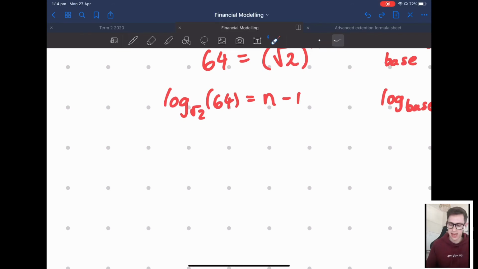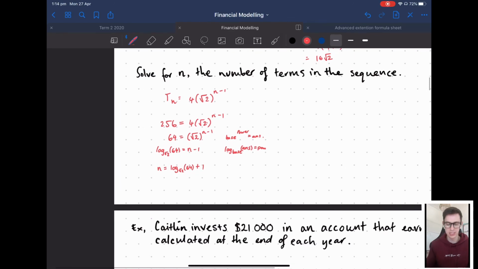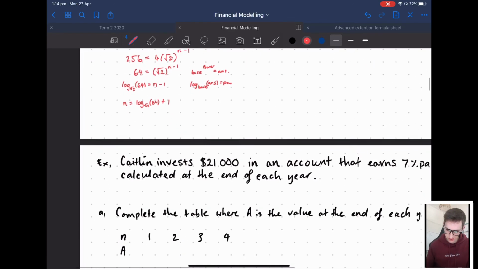The only thing I need to do to get n on its own is get rid of this minus 1 by adding it onto the other side. So my final answer is just going to be n is log root 2 of 64 plus 1. Now again, if you type that into your calculator, you will get an exact answer. Cool. Just a little bit of rearranging, and that's where logs can come in really handy.